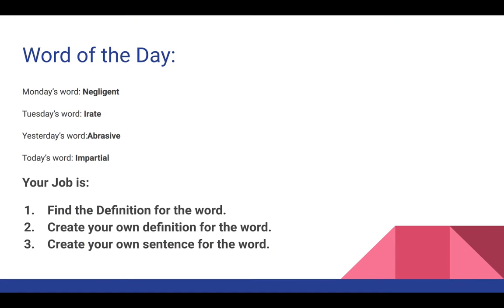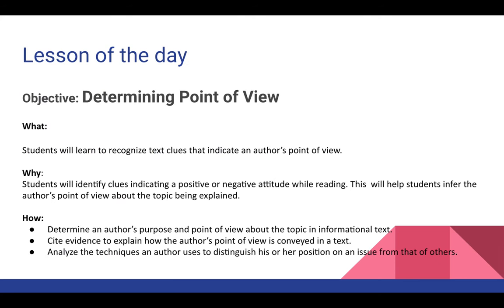So, our word of the day Monday was negligent, Tuesday was irate, yesterday was abrasive, and today is impartial. Your job is to find the definition of this word, create your own definition for this word, and create your own sentence for this word. Okay? So you're finding the definition, creating your own definition, and then creating a sentence for this word. Okay? Let's jump into our lesson.